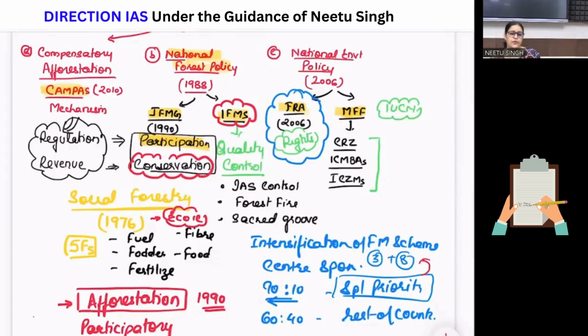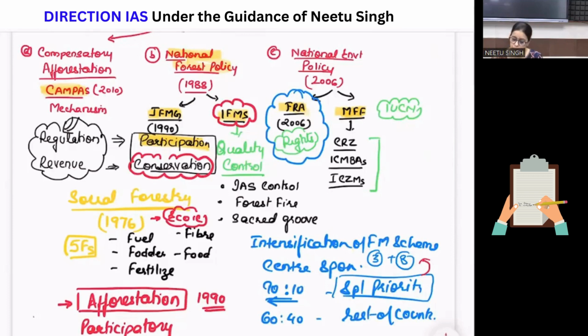What is IFMS and how is it different from the other forest conservation? It is not about increasing green cover from 24 to 25%. It is not about increasing quantity. It is quality control. And that is the reason invasive alien species control, sacred grove protection, and control of forest fire are the important domains correlated with it.